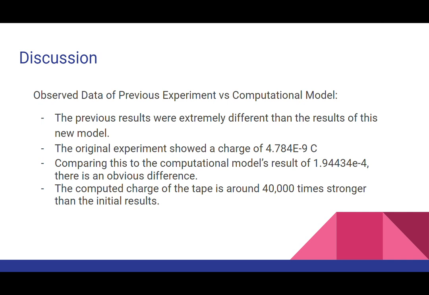Discussion. Observed data of previous experiment versus computational model. The previous results were extremely different than the results of this new model. The original experiment showed a charge of 4.784 times 10 to the negative 9 coulombs. Comparing this to the computational model's result of 1.94434 times 10 to the negative 4 coulombs, there is an obvious difference. The computed charge of the tape is around 40,000 times stronger than the initial results.